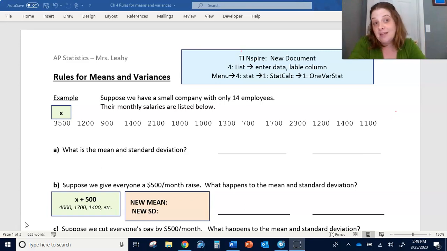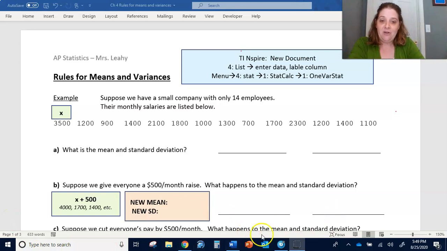Now remember, once you've got this entered into your spreadsheet, into a list, and you've got it labeled, you're going to press menu and then statistics, stat calculations, and one variable statistics. One variable statistics gives us lots of things like mean and standard deviation, 5-number summary, all kinds of great stuff. So it gives us all kinds of calculations based on that data. If you want to stop the video, pause, and put those numbers in, go ahead and do that.